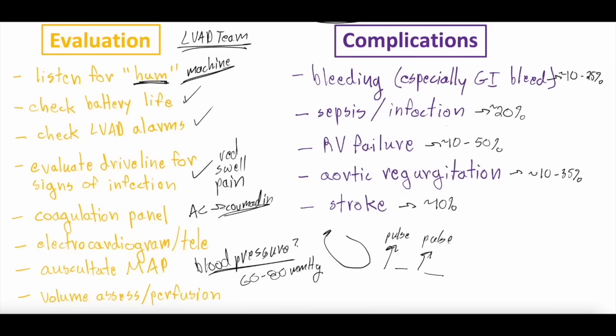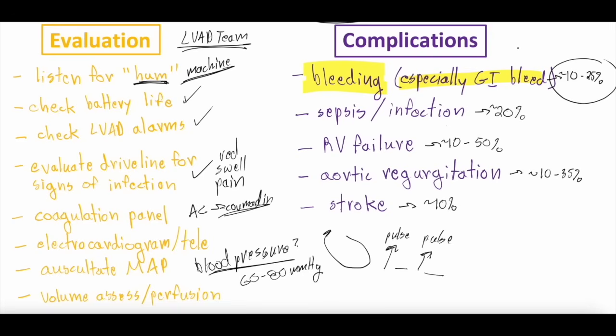All right, last but not least, complications. So LVADs are a machine implanted into the heart, so there are going to be complications. As we've gone through different iterations of LVADs, and now we're at the HeartMate 3, these complications have decreased, but they are present. One of the big complications is bleeding, specifically GI bleeding. Some estimates are that up to 10 to 25% of patients with LVADs will have a GI bleed at some point.